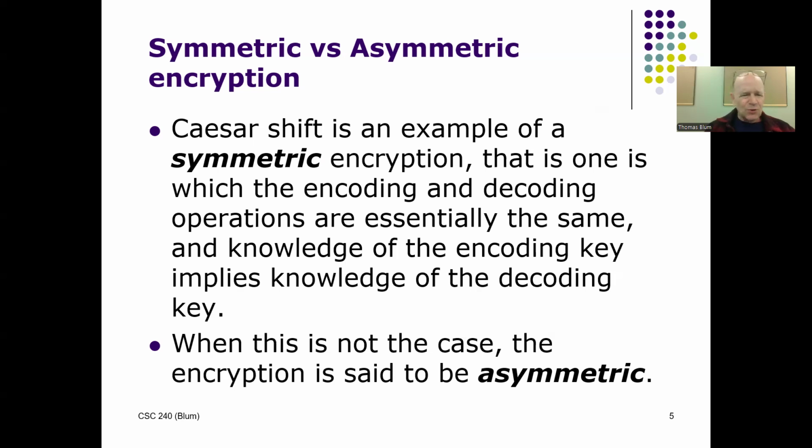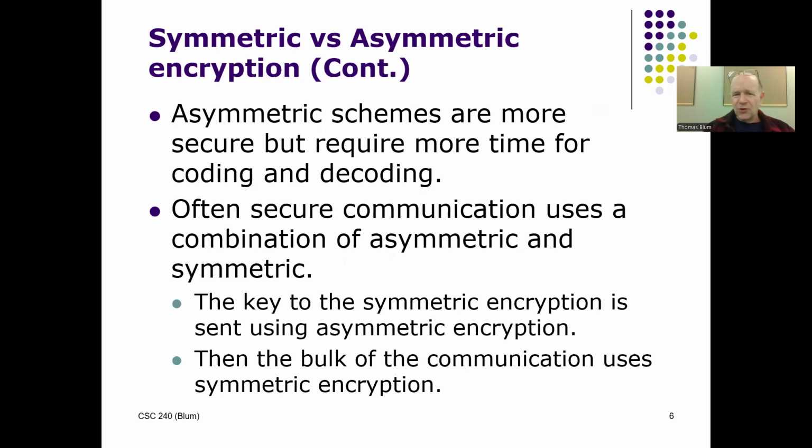When this is not the case, when the functions are more sophisticated, and we're not going to worry about what kind of functions these are. They exist, but they're not easy to describe, so we're going to leave that out. But if knowing one process and one key does not tell you the other process or key, then the encryption is said to be asymmetric. This is then more secure. It does take more time, but that's not what makes it more secure. What makes it more secure is that having the key to encode the message does not imply that you have the key to decode. And so that gives you more security.